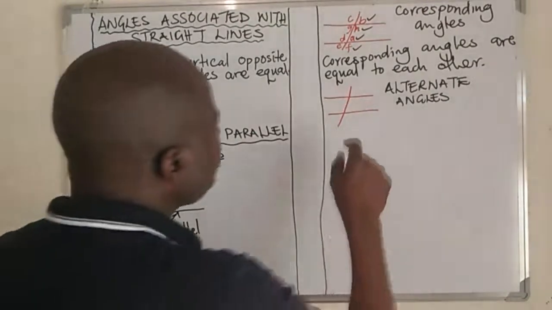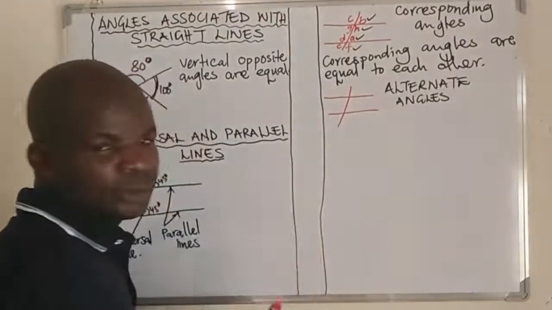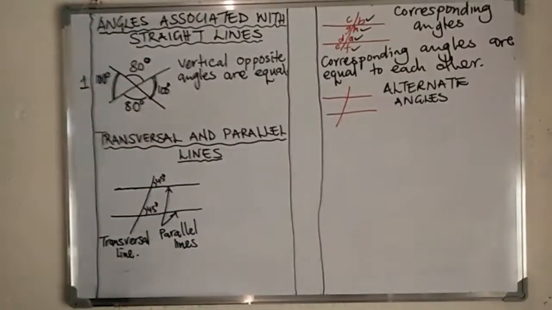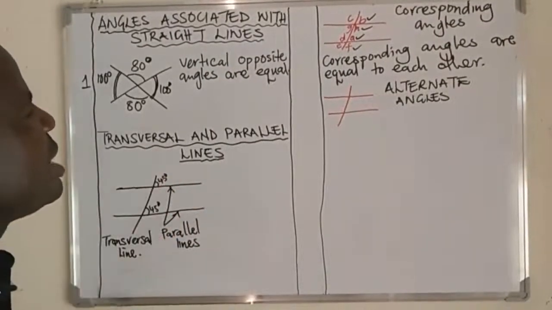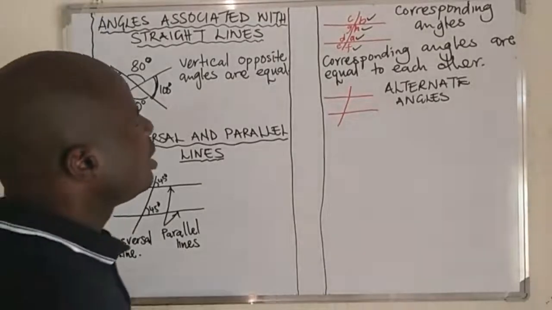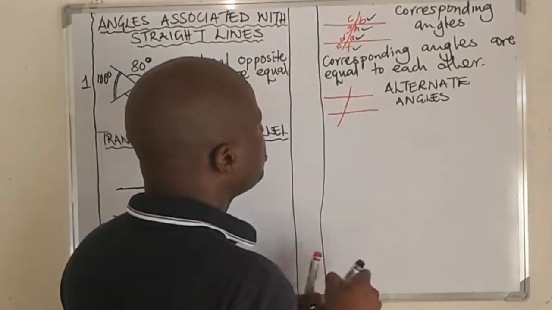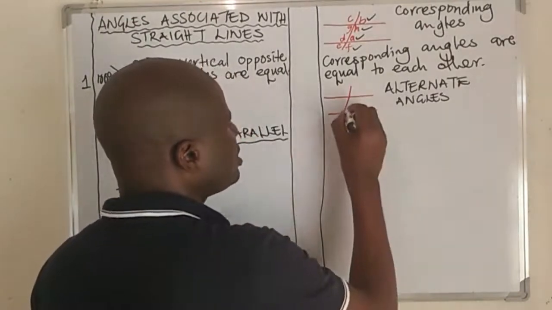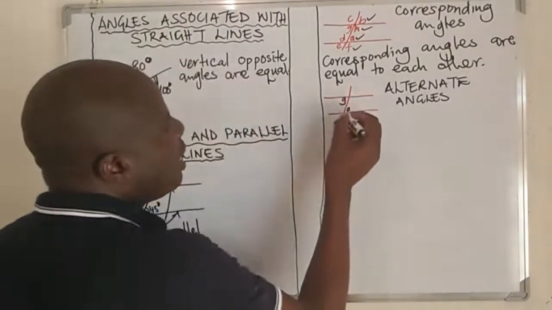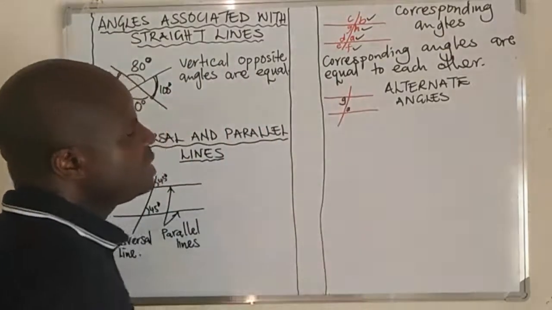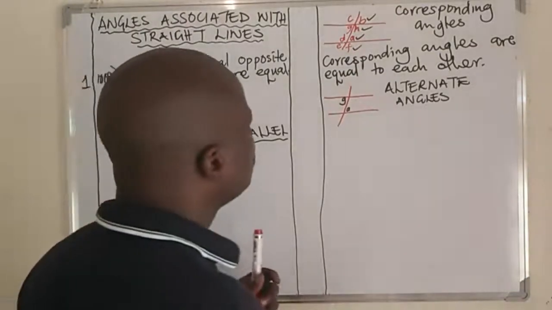Okay, so we are saying alternating angles, like let me say here, let me use the black marker. Here I'll say this is A, and there we put G. So I'm saying A and G are alternating angles. So these alternating angles, they are also equal to each other.